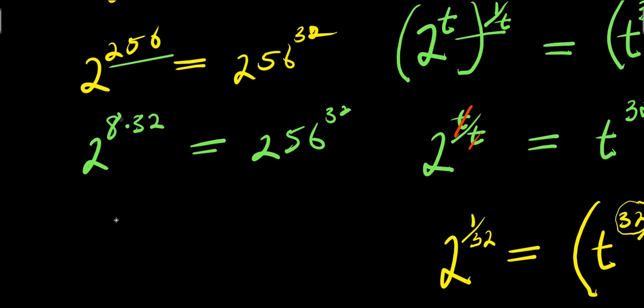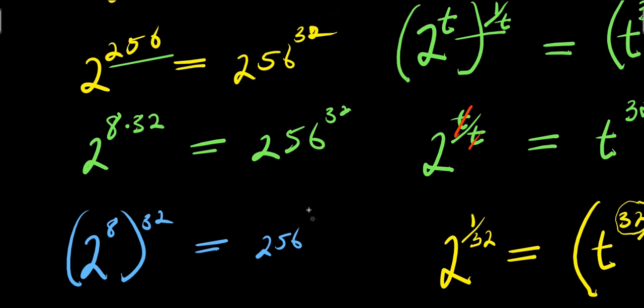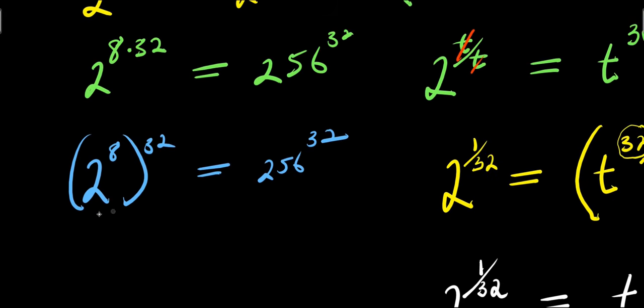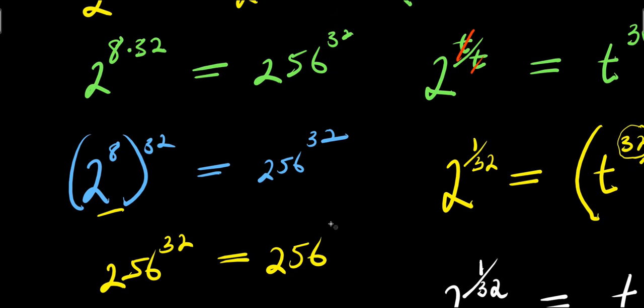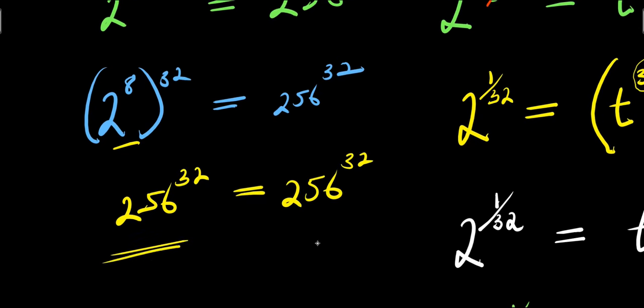Now don't forget the fact that I can express this as 2 power 8 power 32 equals 256 power 32. 2 power 8 is 256, so 256 power 32 equals 256 power 32. Left-hand side equals right-hand side, so it is correct.